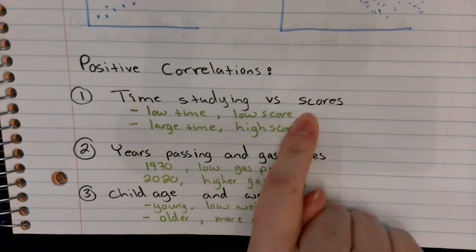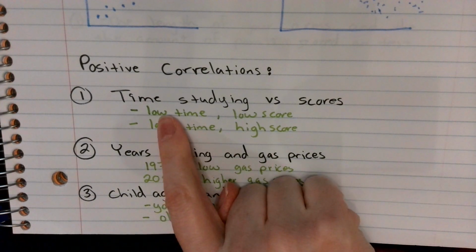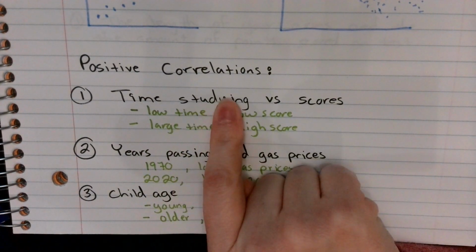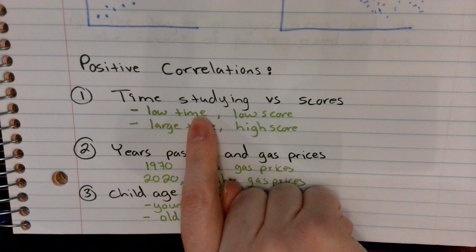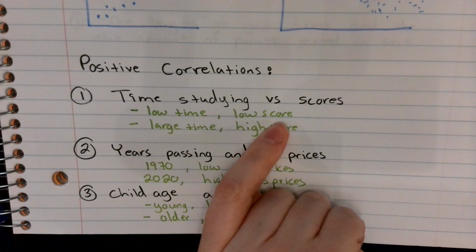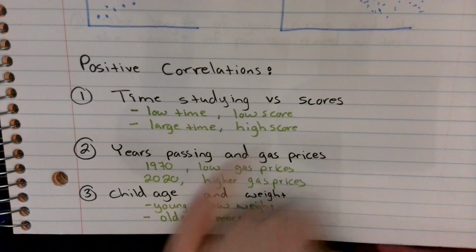We've talked about this one before, the basic idea that if you don't study, you probably won't do well on a test, versus if you do study, the majority of people do better on tests. So I wrote that down. That's time spent studying versus the scores that you got on a test. If you spend a low amount of time, chances are you might have a low score. If you have a large amount of time studying, chances are you're going to have a high score.